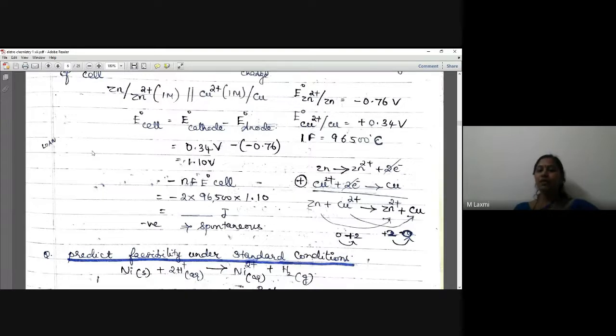In a few reactions, the number of electrons won't be the same. For the oxidation half, you'll get one number of electrons, and for the reduction half, you'll get a different number of electrons. So in order to make the electrons cancel, you can multiply them with an integer so that the number of electrons becomes common, and that number can be taken as the n value.